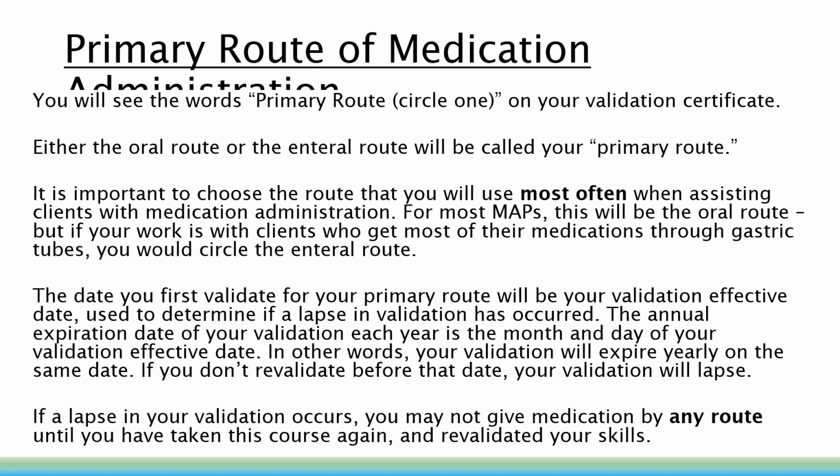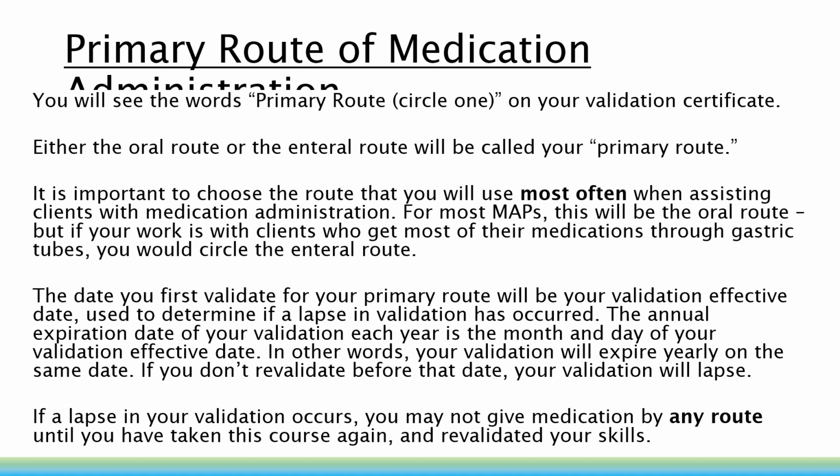Only the primary route has an annual expiration date that remains the same, and your primary can be only oral or enteral. The three other routes that may be simulated, otic, topical, and transdermal, do not expire once validated, unless the primary route lapses. The other routes, ophthalmic, inhaled, rectal, and either oral or enteral, whichever is not the primary route, will expire 1 year from the date they are earned.